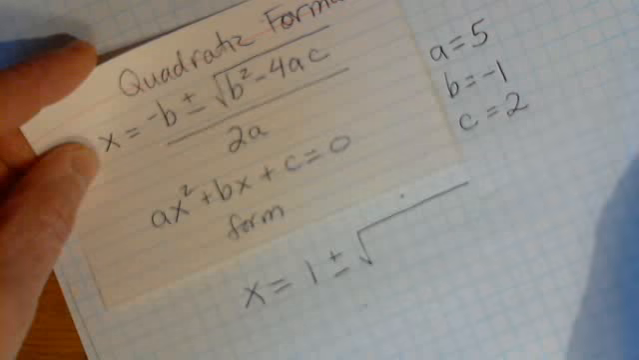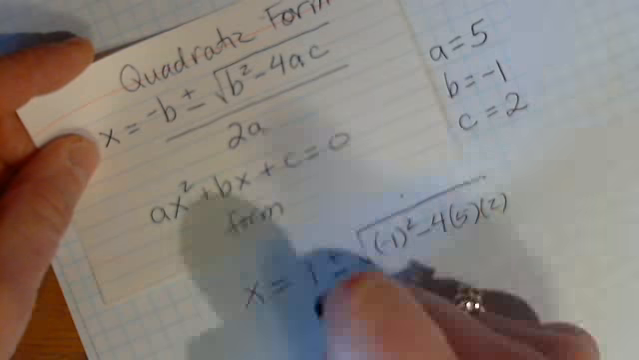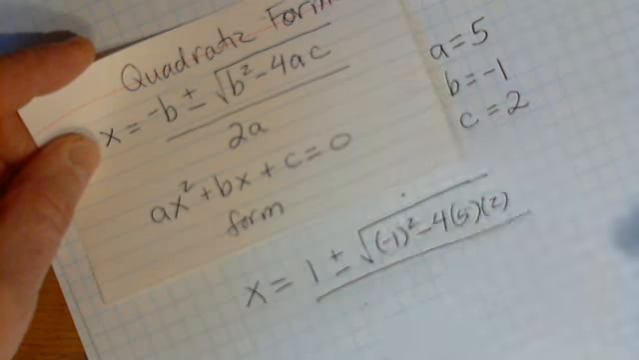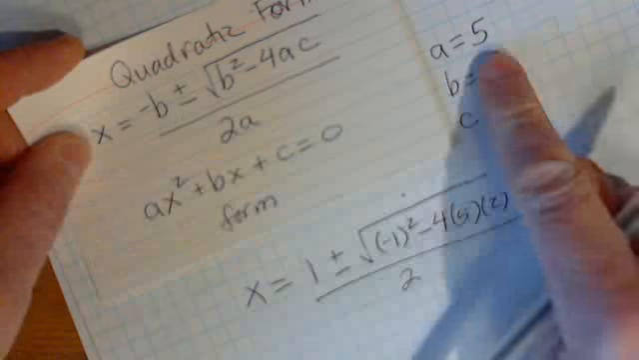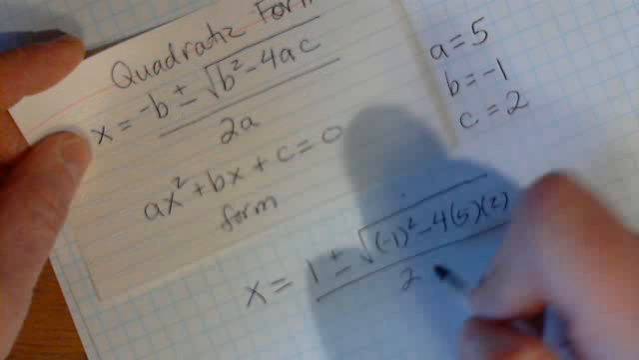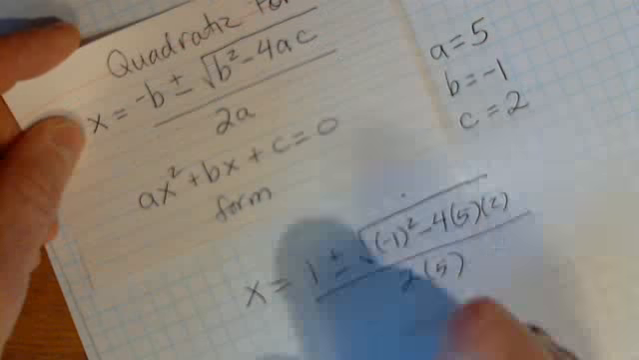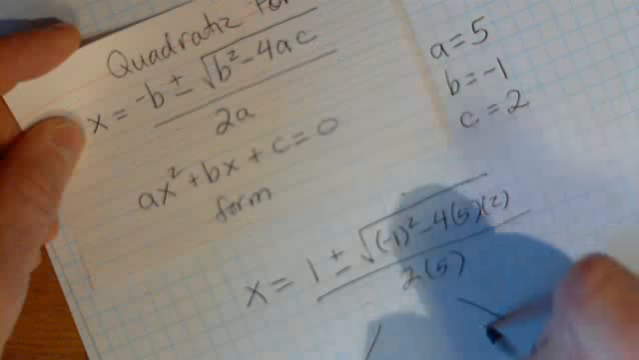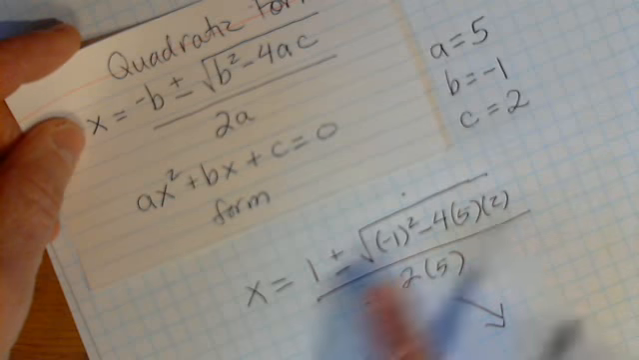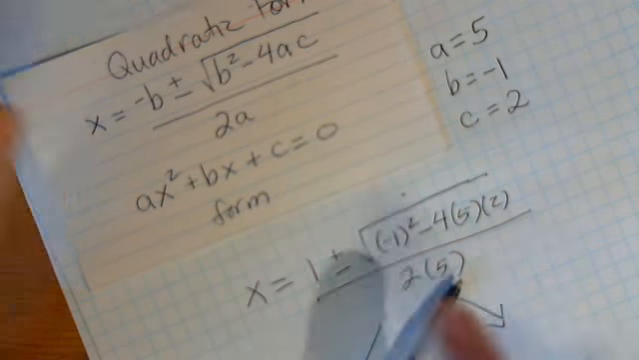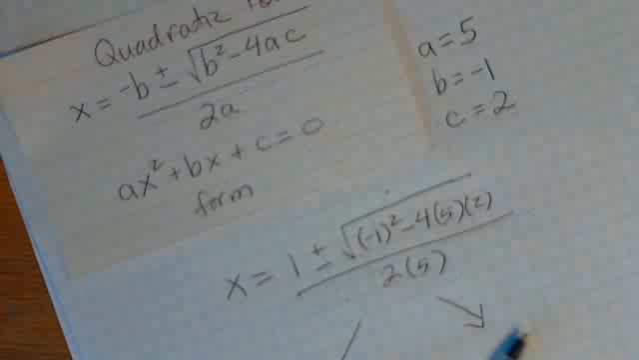Now the 4 is always in the formula, and the 5 and the 2 are my values for this particular equation. Now all that gets divided by 2 times my a value, and my a value is 5. Now in the next video we're going to learn how to finish this problem and simplify to find the two solutions. So tune in to part 2 of solving problem 13.